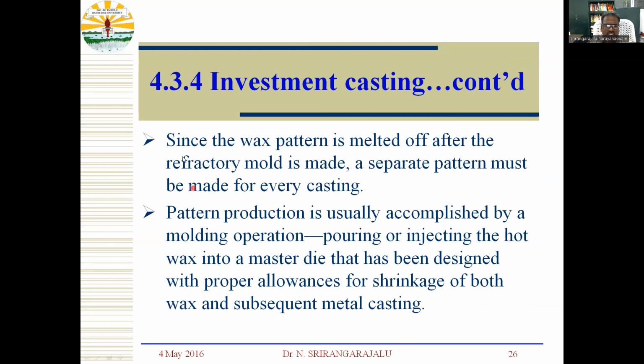So, in investment casting, since the wax pattern is melted off after the refractory mold is made, a separate pattern must be made for every casting. Why? Because the wax pattern is lost. Pattern production is usually accomplished by a molding operation, pouring or injecting the hot wax into a master die that has been designed with prior allowances for shrinkage of both wax and subsequent metal casting.